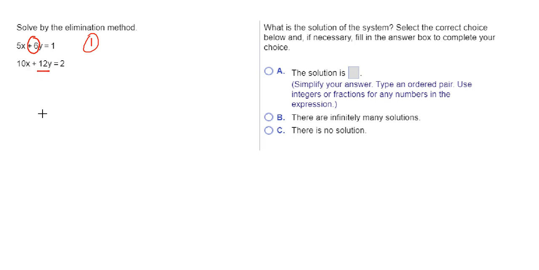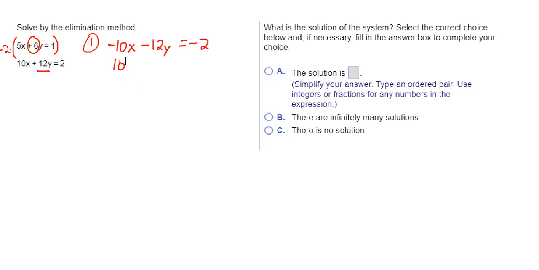Because we want the opposite sign also. And what you're going to have to multiply by is a negative 2. So I'll take the top equation, multiply it by negative 2. That means I'm going to have to distribute it through the whole equation. And I'll get negative 10x minus 12y, right? So again, it gives me the same number as what I have down here, but opposite sign, equals negative 2.